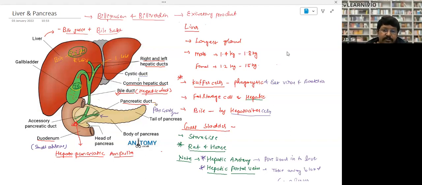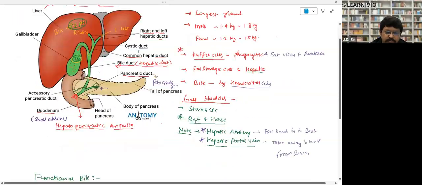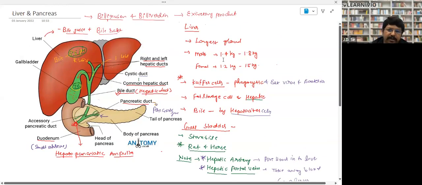This is very important. Liver has a special kind of cells called Kupffer cells. They are phagocytic. They eat the virus and bacteria, right? They have the fat storage cell and hepatic cell. Fat storage cell stores the fat, and hepatic cell secretes the bile juice, right? Bile is secreted by hepatocyte cells. Gallbladder, the function of gallbladder is to store the bile. In rat and horse, gallbladder is not found, right? So that's it all about the liver and pancreas.